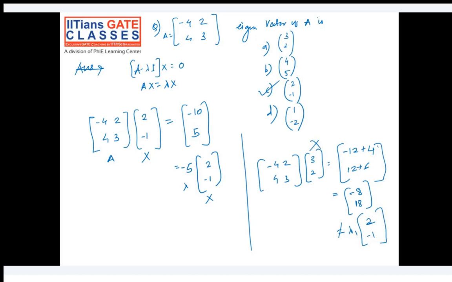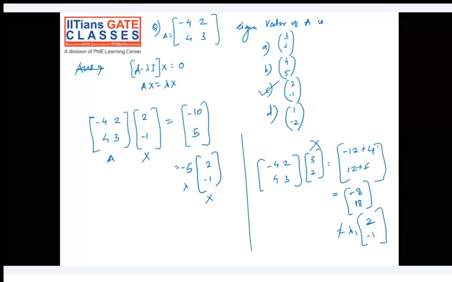So this is one way of solving the problem. The other way is to follow the procedure: calculate the values of lambda and then calculate the eigenvectors. So what was our matrix? [-4, 2; 4, 3]. This is our matrix here, right? So the determinant of A minus lambda I equal to 0 is our characteristic equation: the determinant of [-4 minus lambda, 2; 4, 3 minus lambda] equal to 0.